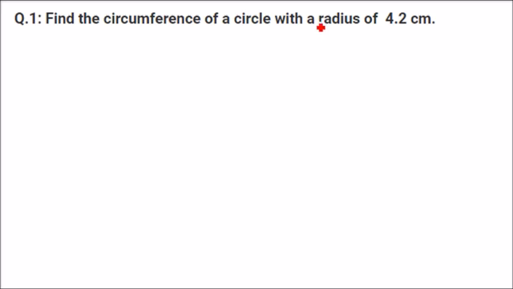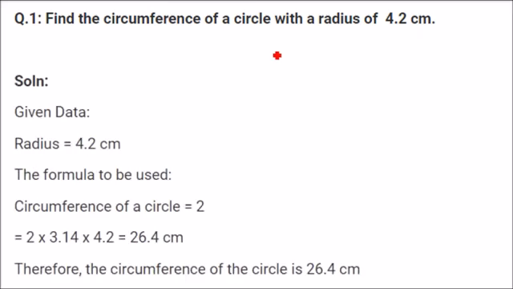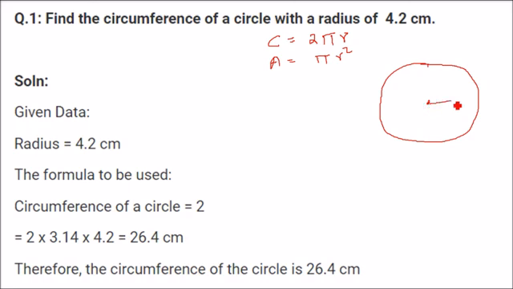First question is, find the circumference of a circle with a radius of 4.2 centimeter. So let me tell you that the circumference formula is 2 pi r, and the area of a circle is pi r square. If I make a circle, and this is the center and this is the radius, then the circumference of a circle is the boundary. The boundary of this region, or you can say the periphery of this region, is nothing but the circumference.